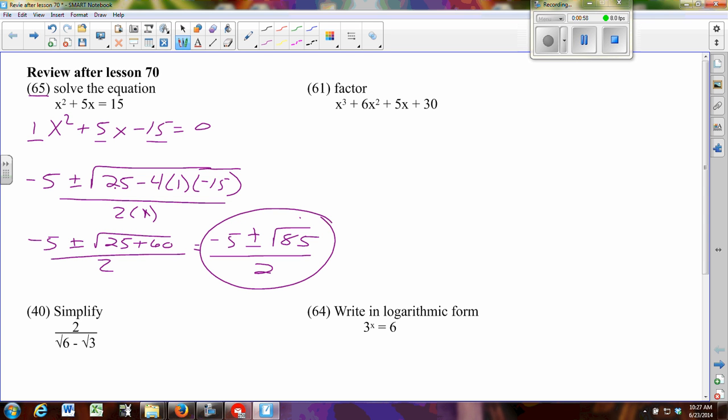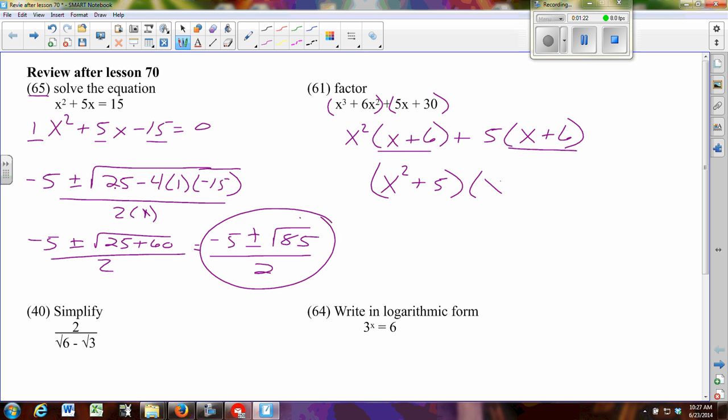This next one to factor, I have 4 terms, so I can split this up and factor out the first one. I can factor out an x squared. I'm left with x squared, parentheses, x plus 6. Here I can factor out a 5. I end up with 5, parentheses, x plus 6. These two terms have to be the same, so it'd be x squared plus 5, parentheses, x plus 6.